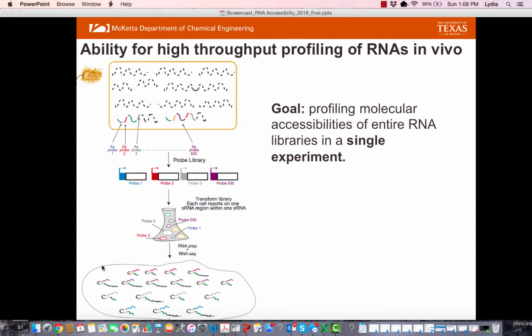A nice feature of this approach is that we can use it as a high throughput way to profile RNA accessibility in vivo. What we can do is make a collection of these probe segments by building them into different plasmids, where each of these probe segments binds to a different region of an RNA of interest, shown here as dashed lines. And with fluorescence outputs, we could measure the accessibility of all the regions within an RNA in a single experiment. We can do this by building these probe libraries of plasmids that we can transform into a cell culture. Each cell presumably takes in one plasmid and reports on one sRNA region.